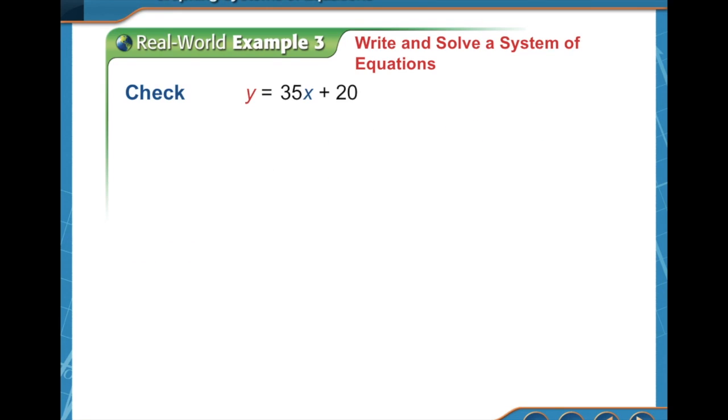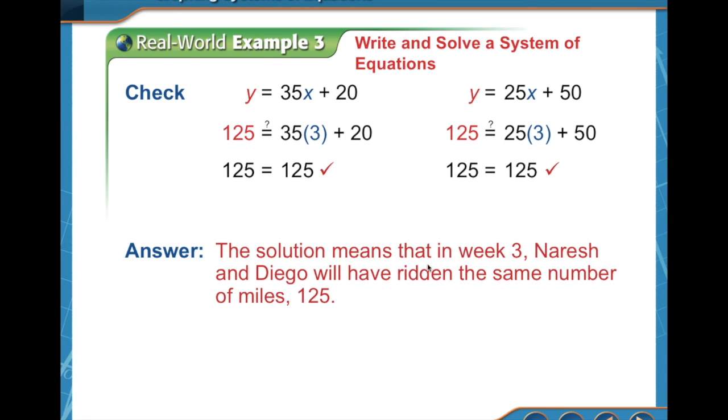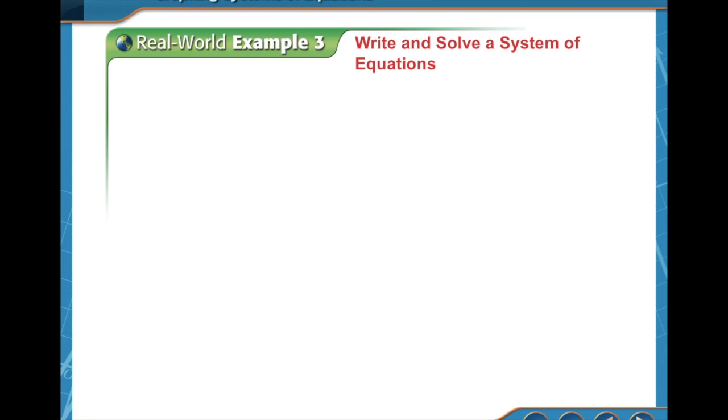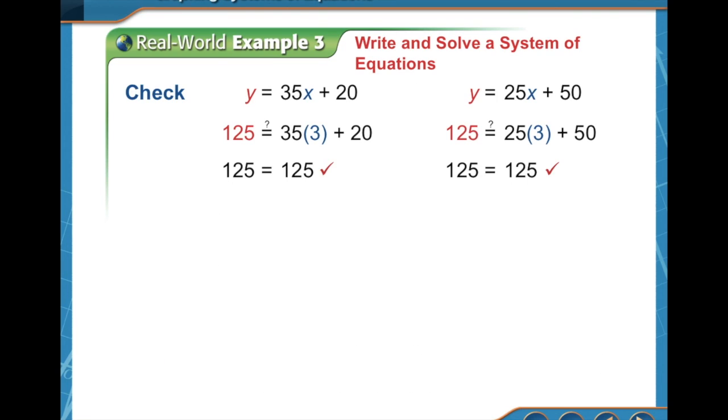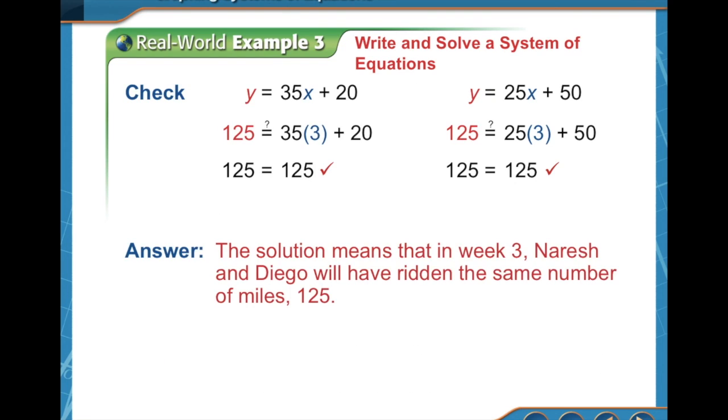So what do we know? Well, at week 3, both Naresh and Diego will have ridden the same number of miles, in this case, 125. So have yourself both the image of the graph, the two lines going up to the right. They intersect at about 3, so make sure you just have an image that looks something like that. And then we want to say in words that Naresh and Diego will have ridden the same number of miles after how many weeks? That's the important part. We want to say after week number 3, or 3 weeks.